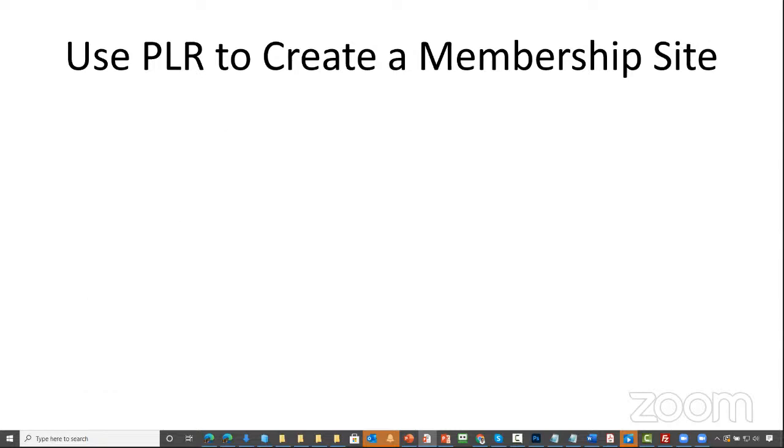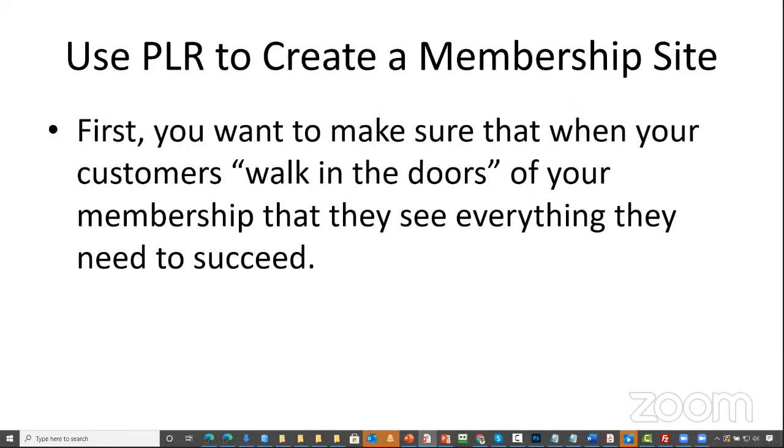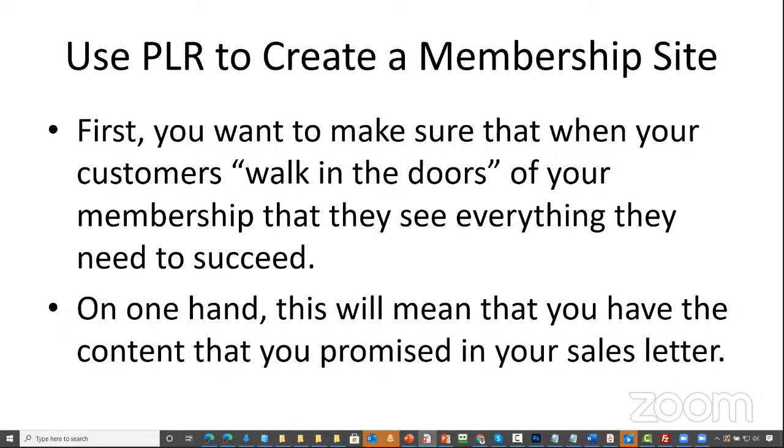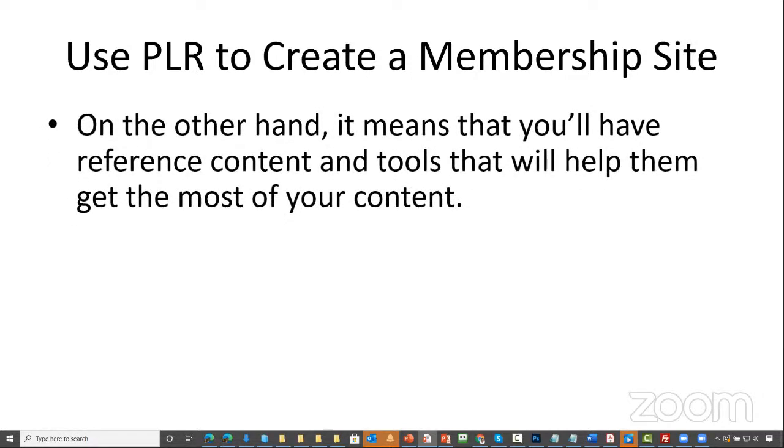There are two ways you can use it inside of a membership or learning center. One thing that you can do is make sure that when somebody joins your membership, they have lots of cool stuff, right? So somebody joins your membership, they walk in the doors and all of a sudden see, wow, look at all this really cool stuff. And one of the ways you can do that is making sure that you've got PLR in order to use it in that way. Another way that you can do is make sure that you've got more than what you promised in your sales letter. In other words, you want to make sure that you give your customer reference tools. And a minute ago, I talked about a WordPress set of videos.